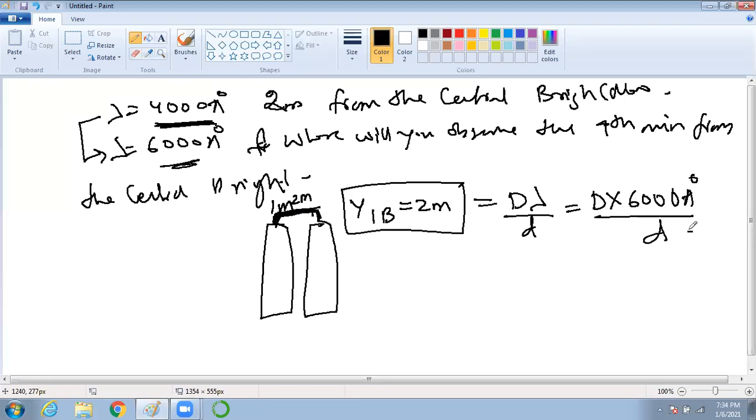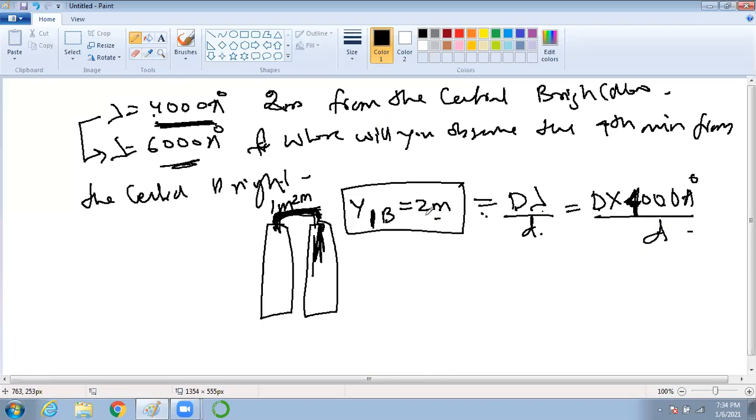When the light is 4,000 angstrom, where does your first maxima come? First maxima is shown 2 meter from the central maxima. This is the central maxima. So what is this distance? This distance is nothing but y1b, which is equal to 2 meter, which is the same as D lambda by d. That is D into 4,000 angstrom by d. Sorry, 4,000 angstrom. Clear now?